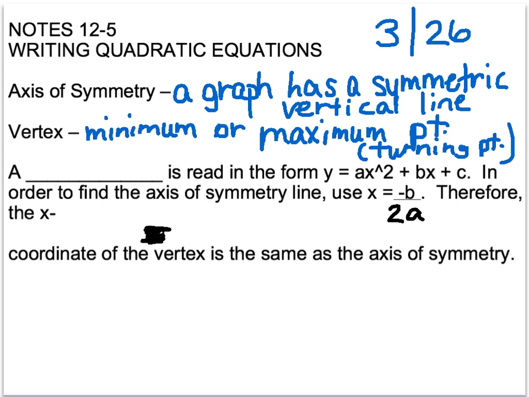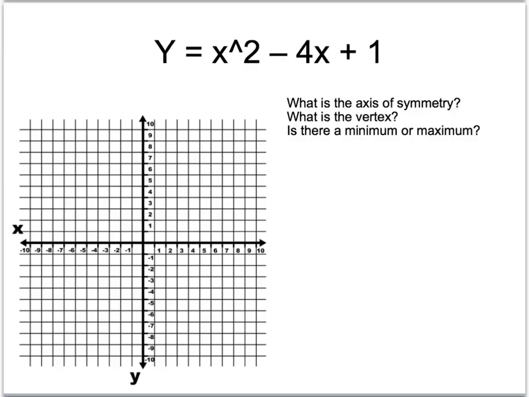And a quadratic is written in the form y equals ax squared plus bx plus c. In order to find the axis of symmetry line, you are going to use x equals negative b over 2a. Therefore, the x coordinate of the vertex is the same as the axis of symmetry. So your first example is y equals x squared minus 4x plus 1.